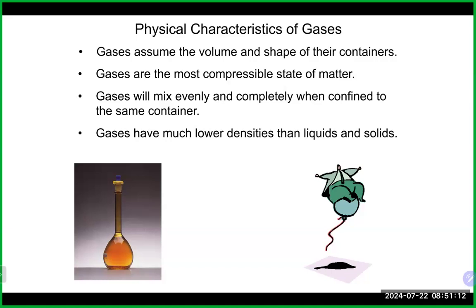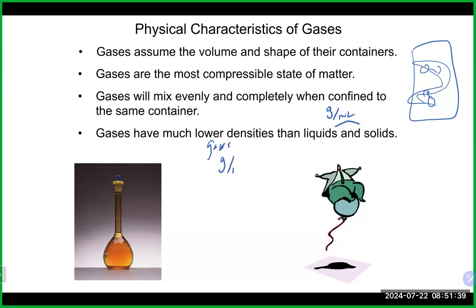And again, just by the notion of gases, if they are in the same container, they are flying around, which means they are constantly mixing with each other. Gases typically will have a much lower density than liquids and solids. When we talk about density for liquids and solids, usually it is grams per milliliter. When we talk about the density of gases, usually the units are grams per liter. We'll talk about calculating density of gases in this chapter as well.